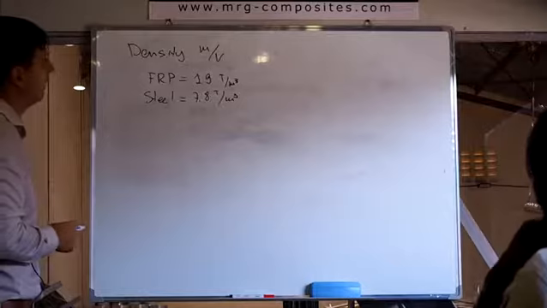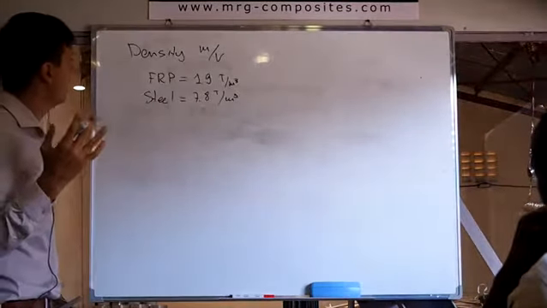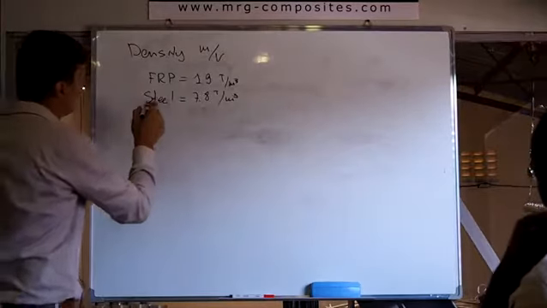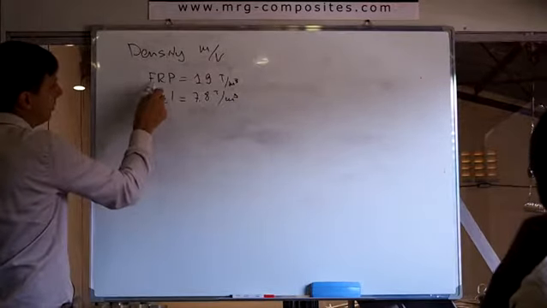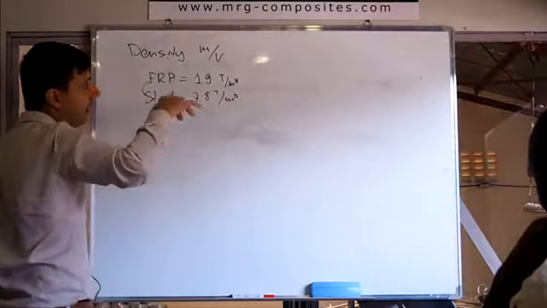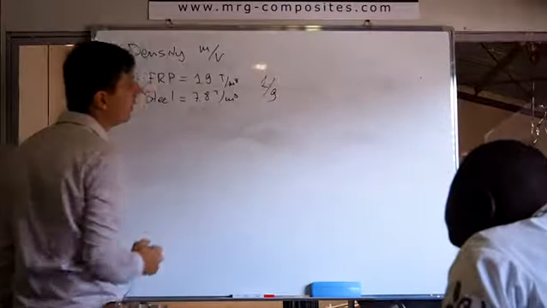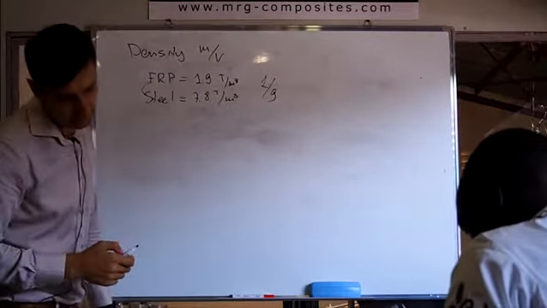And one more time, remember that by using FRP instead of steel, we can reach a weight ratio of like 1 to 4, which is very cool for us.